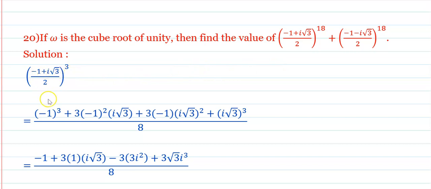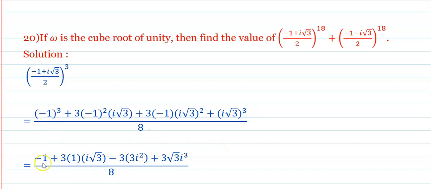Now we will do its expansion. First of all, the cubic terms. That is, 2 raised to 3 means what? First of all, the denominator is 8. Now, minus 1 plus i root 3, we will take its cube. Minus 1 cube plus 3 into minus 1 square into i root 3 plus 3 into minus 1 into (i root 3) square plus (i root 3) cube upon 8.